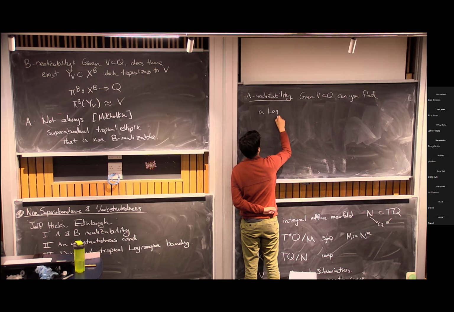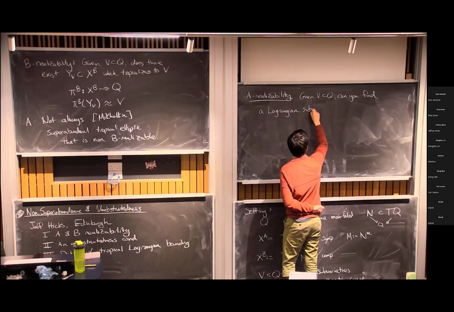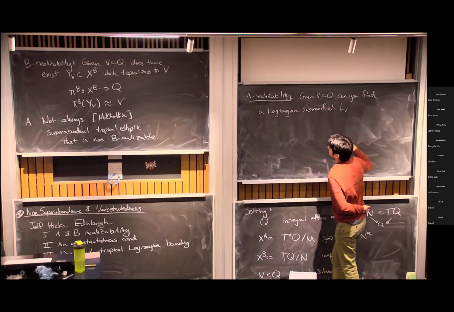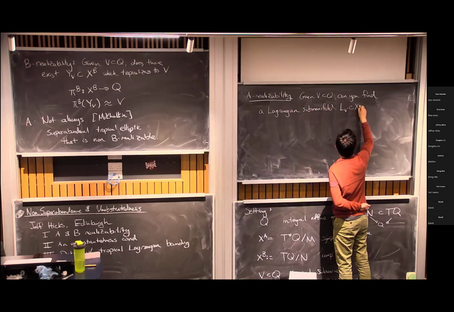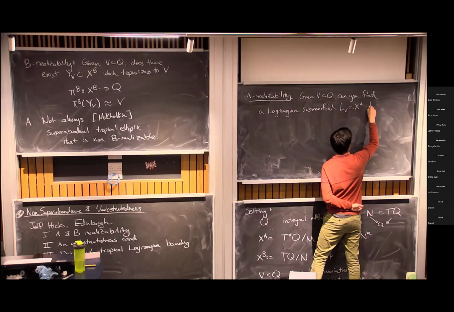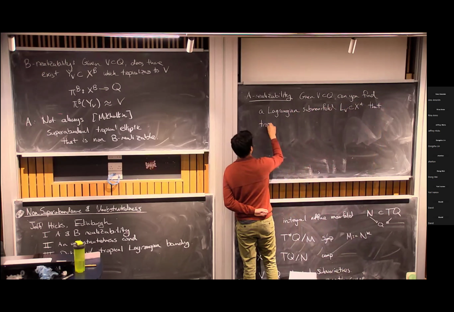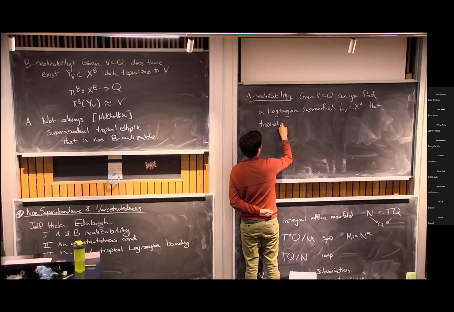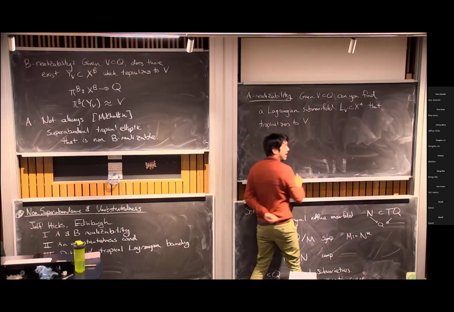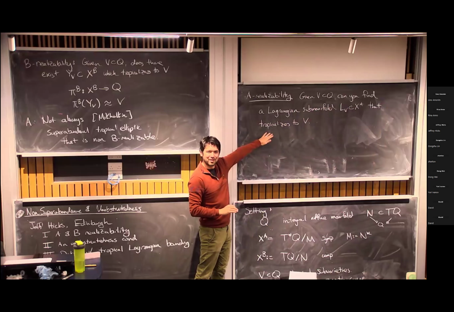Can you find a Lagrangian submanifold L_V inside of X_A that tropicalizes to V? Okay, great. And now the point is that I am now hiding a lot in this word tropicalize over here, so maybe I should say what this means.